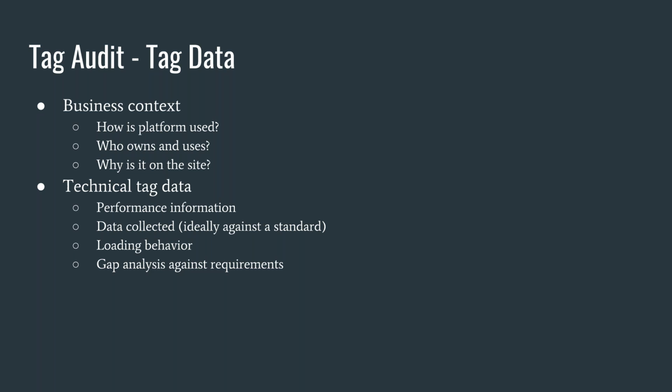So we need to understand technical performance information. How is it actually performing on the website? What data is being collected? Ideally against a standard, so you can in one fell swoop see if something is broken or needs to be optimized. What is the loading behavior of each tag? How is that specific tag loading? And then if you have those requirements, at this stage it's helpful to do a gap analysis to understand, okay, this is what should be happening for this particular tag, and this is what actually is. As we are building out our data layer, maybe we need to add additional data points, or from a configuration standpoint, something's broken within the script, it needs to be fixed, it needs to be optimized.